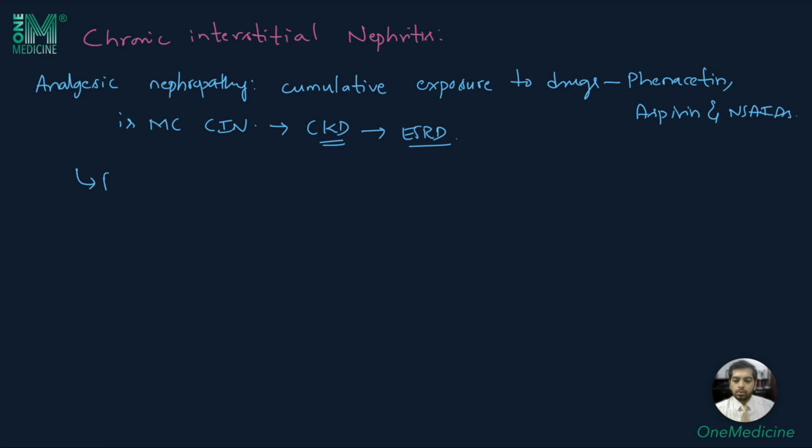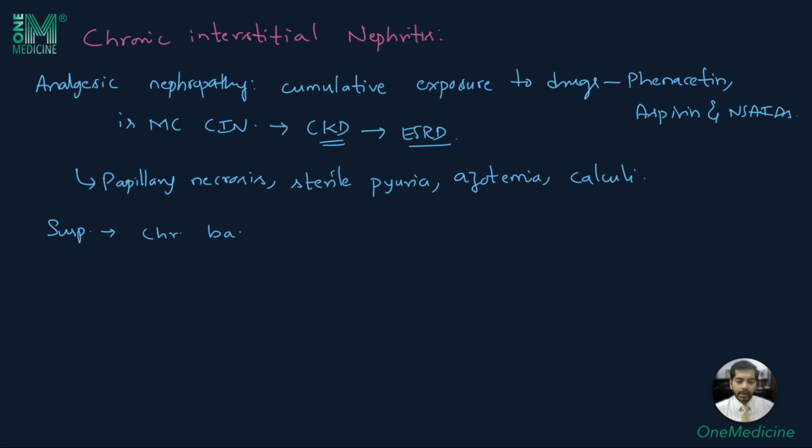The manifestations include papillary necrosis, sterile pyuria, azotemia, and even renal calculi. The disease is suspected in patients with chronic back pain or joint pains or headaches with an underlying chronic kidney disease, which suggests a chronic analgesic use.